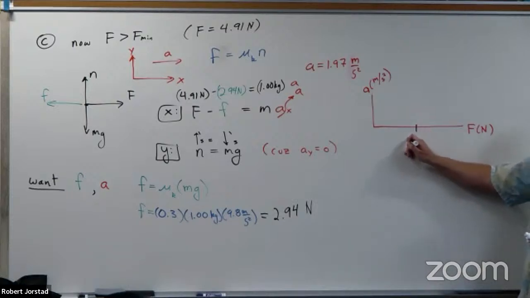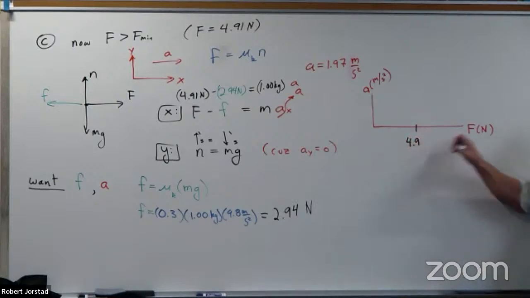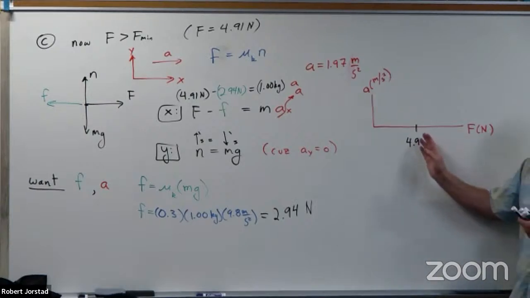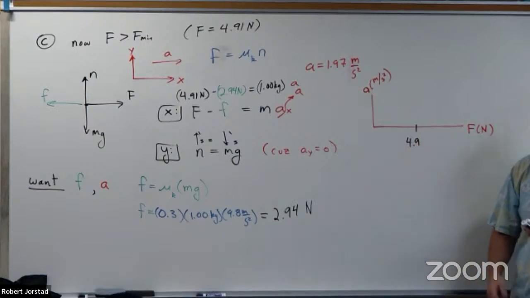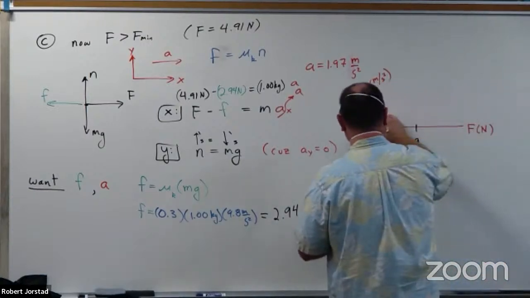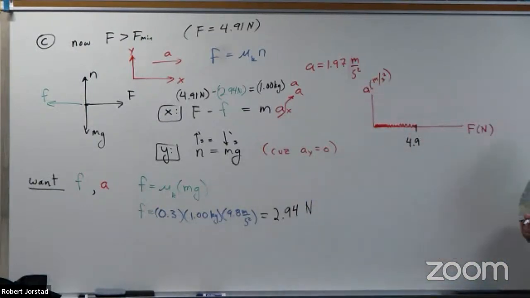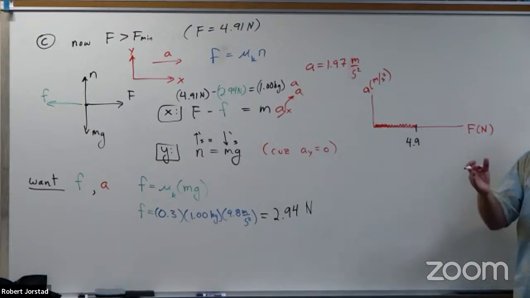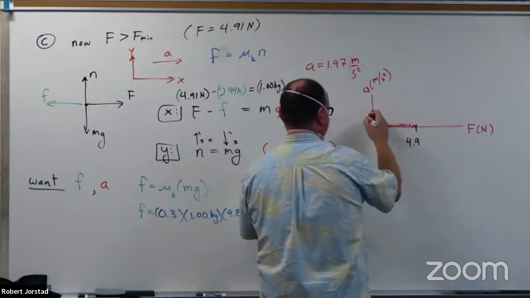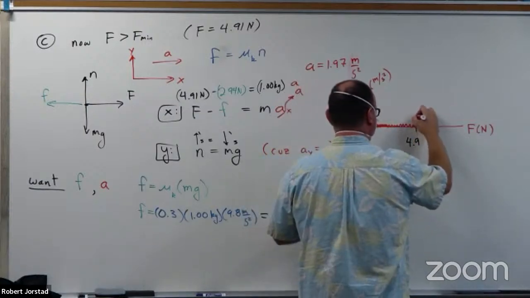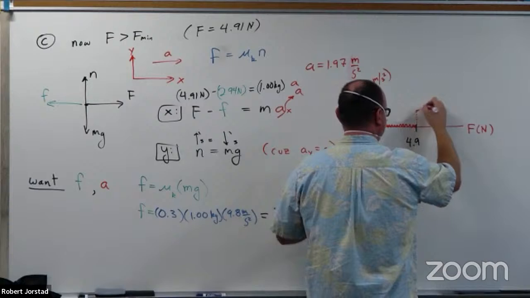4.9, about halfway, right? I got the units over here. What is the acceleration for all values less than 4.9? 0, right? What happens when you go to 4.91 to the acceleration? It goes to almost 2. It jumps. There's a discontinuity in the graph. This is weird stuff, right? It suddenly jumps up to about 2. And then it's going to go up from there.